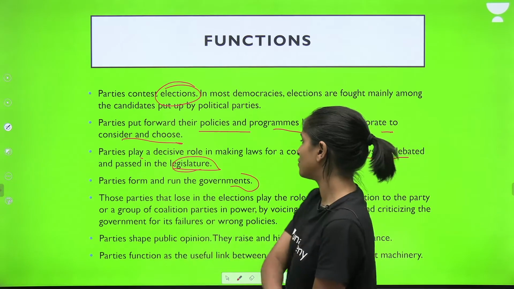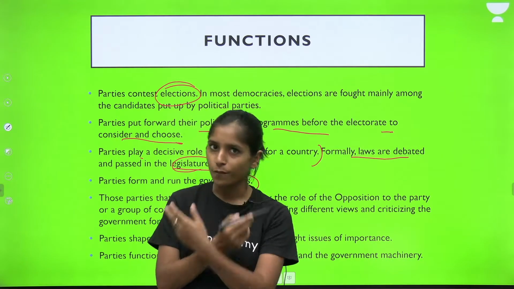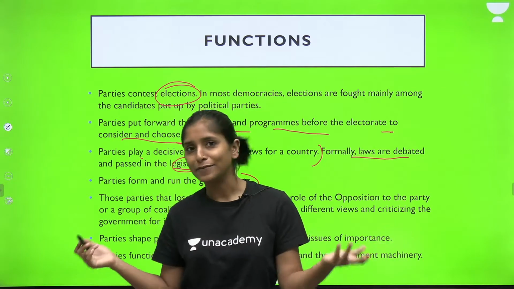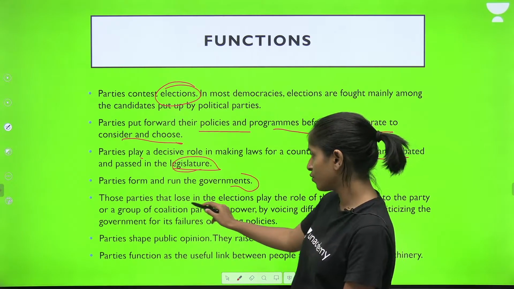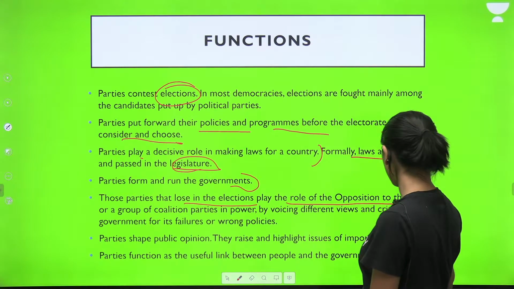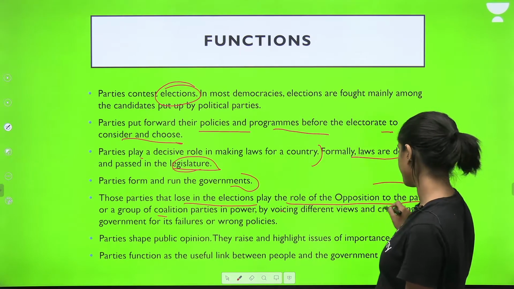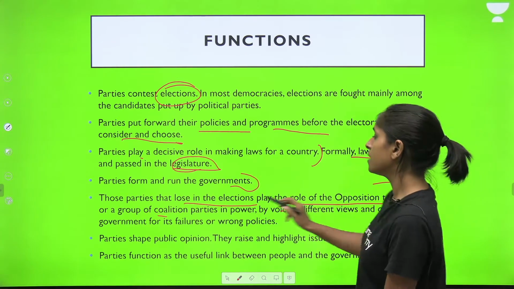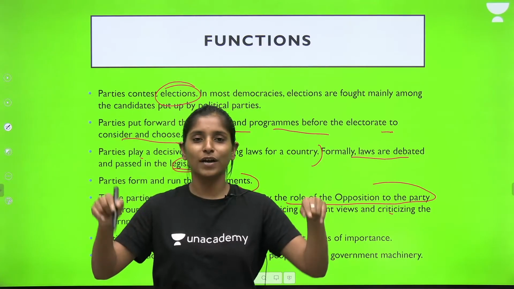Then they form and run the government. जो भी पॉलिटिकल पार्टी इलेक्शन जीतती है वो गवर्नमेंट फॉर्म करती है और वो सरकार चलाती है. Right now it's the NDA. Next, those parties that lose the elections play the role of opposition to the party or a group of coalition parties in power by voicing different views and criticizing the government for its failures and wrong policy. And I think this is the best scenario you guys can actually see.